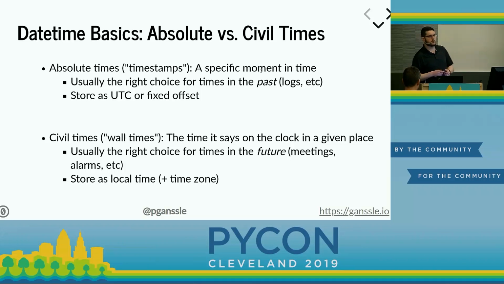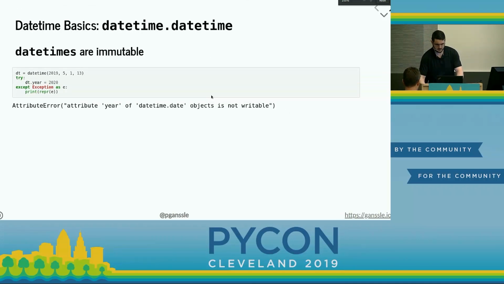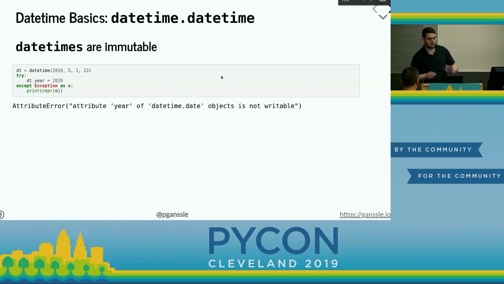With absolute times, you can store them as UTC or as a fixed offset, and with civil times, you generally want to store the local time, and sometimes you want to store the time zone that it's in. It depends. Now that we've established that, I'm going to talk about Python's representation of datetimes.